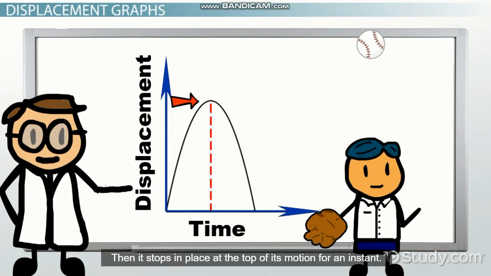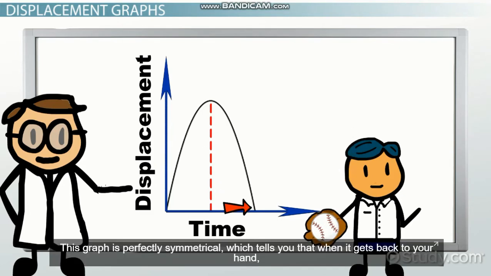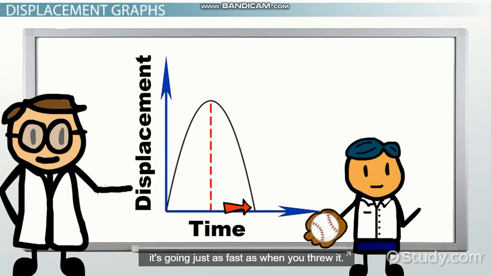Then it stops in place at the top of its motion for an instant. Finally, it falls back down, slowly at first, but getting faster and faster. This graph is perfectly symmetrical, which tells you that when it gets back to your hand, it's going just as fast as when you threw it.